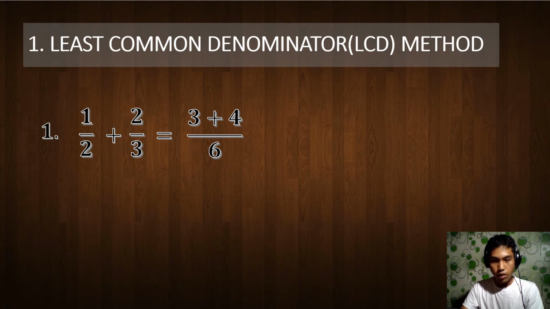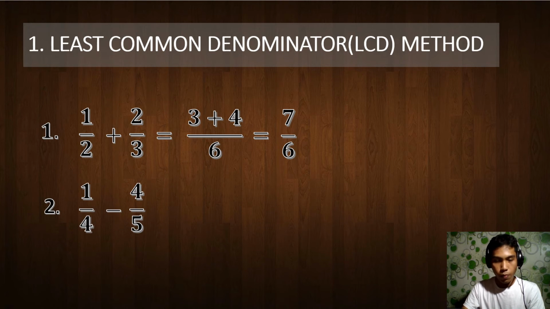So the usual process is you take the LCD and divide it by the denominator of the first term. In this case, 6 divided by 2, and multiply it by the numerator of that term. So 6 divided by 2 times 3 times 1, so that is 3. The same process will be done to the next term. So we have 6 divided by 3, 2 times 2 is equal to 4. So the answer here is 3 plus 4, that is 7 over 6.